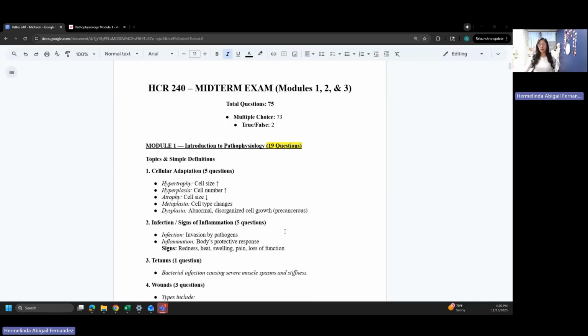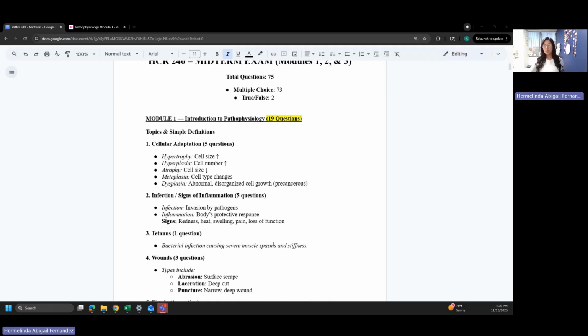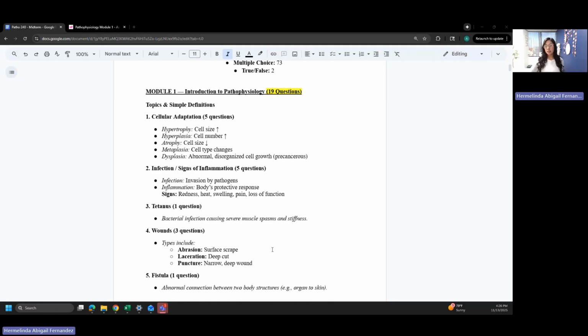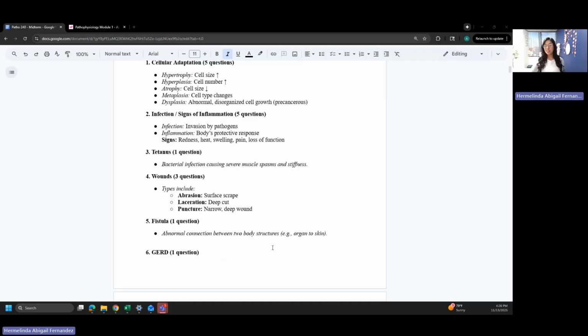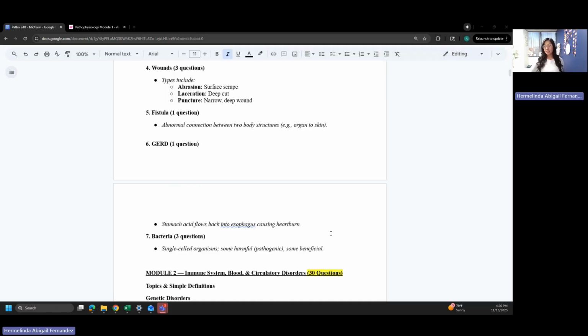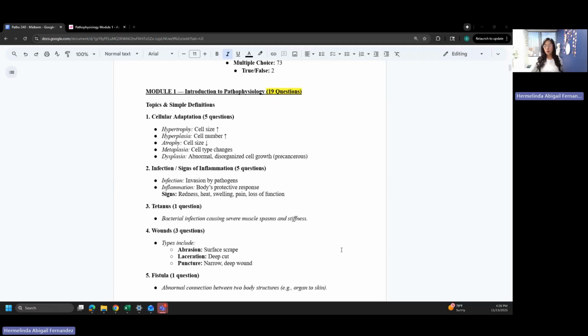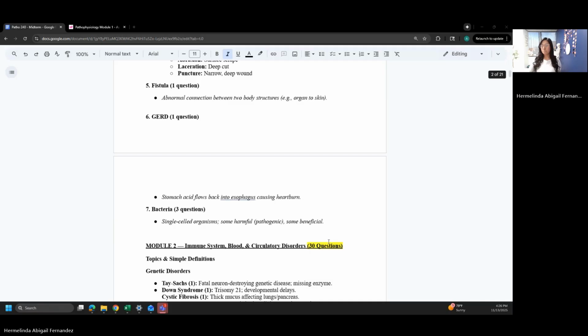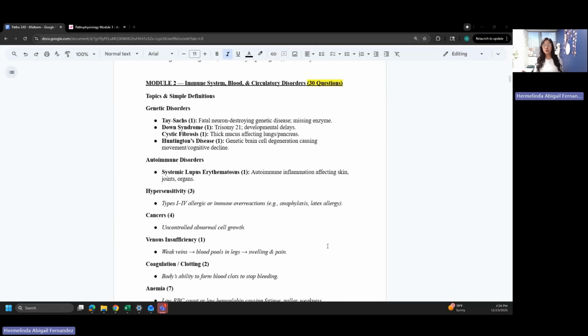This includes cellular adaptation, infectious signs and inflammation, tetanus, wounds, fistulas, GERD, and bacteria. If you need to pause and take a picture of this, you are more than welcome to. Module 2 covers the immune system, blood, and circulatory disorders. There are 30 questions coming out of this module.